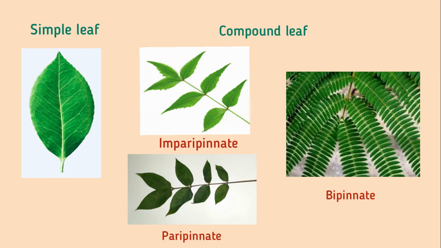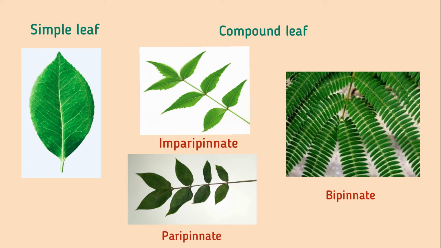Now we will see different types of leaf. When a leaf has only one lamina or leaf blade, it's called a simple leaf. On the other hand, a leaf consisting of multiple leaf blades is called a compound leaf. Compound leaves can be of different types. When there is an odd lamina at the top of the rachis, it's called imparipinnate compound leaf. When there is no lamina at the top of the rachis, it's called paripinnate compound leaf.